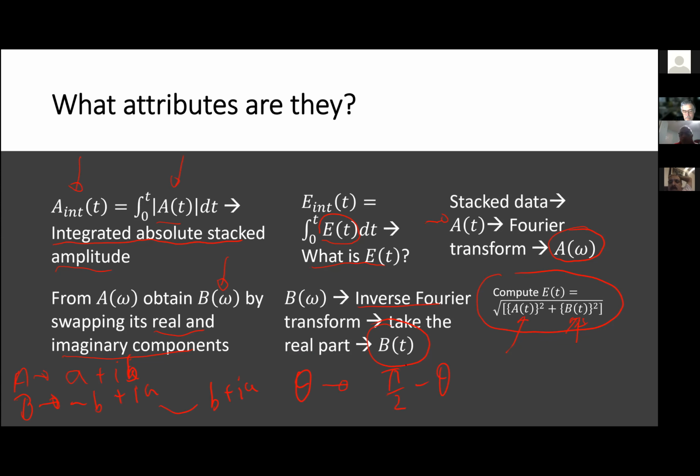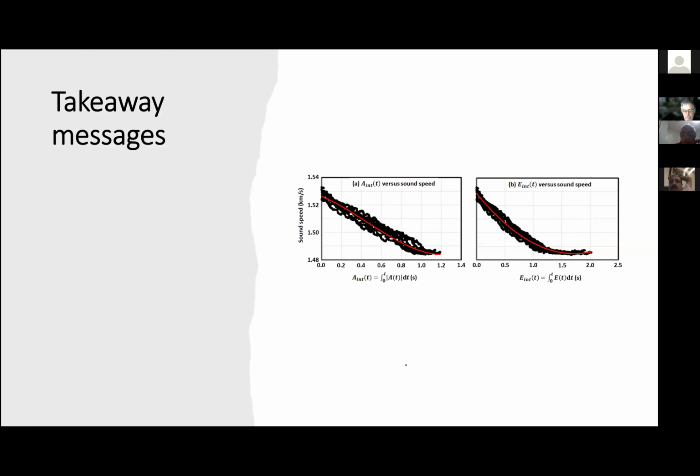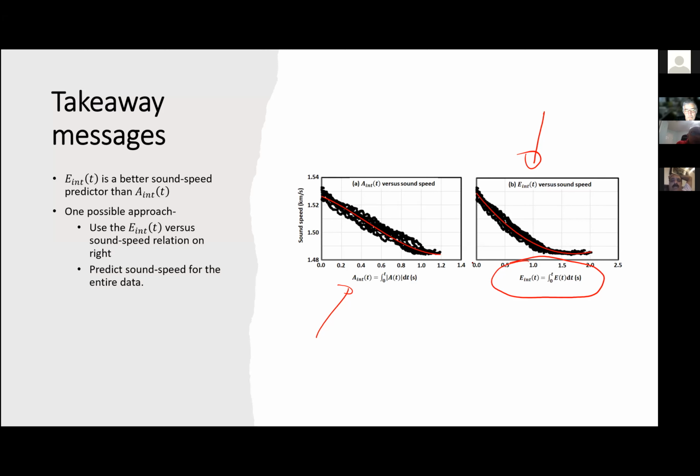That's what I do. So this is a simple attribute. And what we can see here is that EINTT is a better predictor of sound speed than the AINTT. So I'm just going to concentrate on this attribute from now on. So one possible approach is to use this relation I found on the right and predict the sound speed.